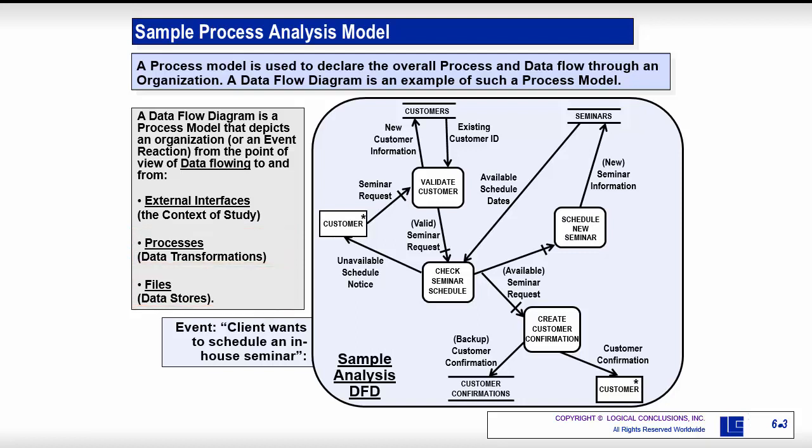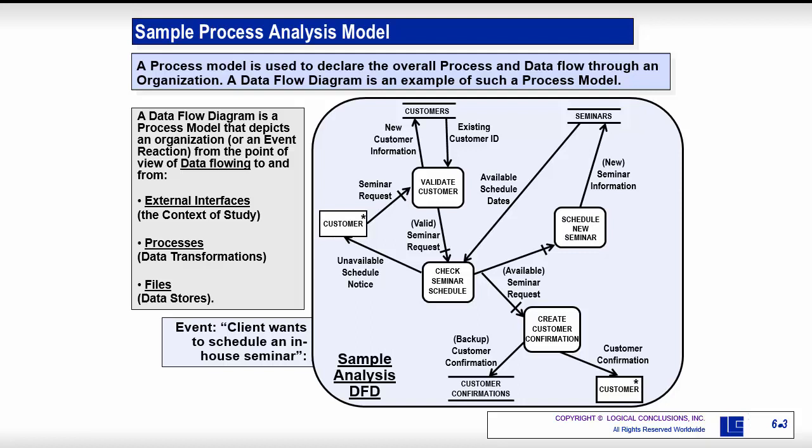If you haven't seen a detailed data flow diagram before, this is a reasonable example. It's a DFD for an event reaction in my organization. The event is titled Client Wants to Schedule an In-House Seminar. This is an analysis DFD, in other words, one from which all design and implementation characteristics have been removed.